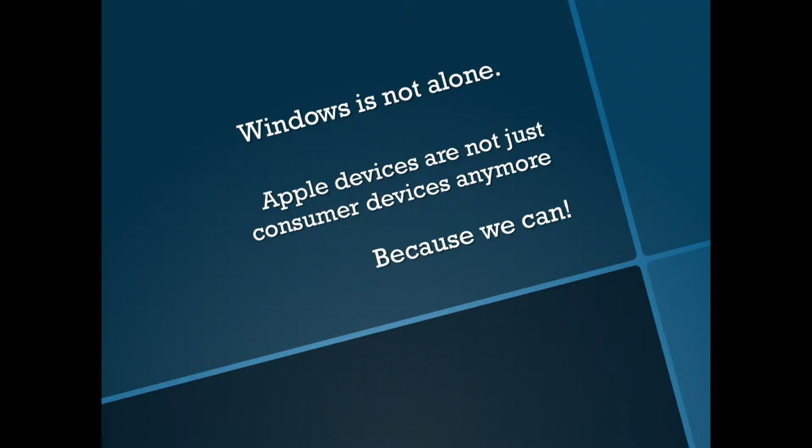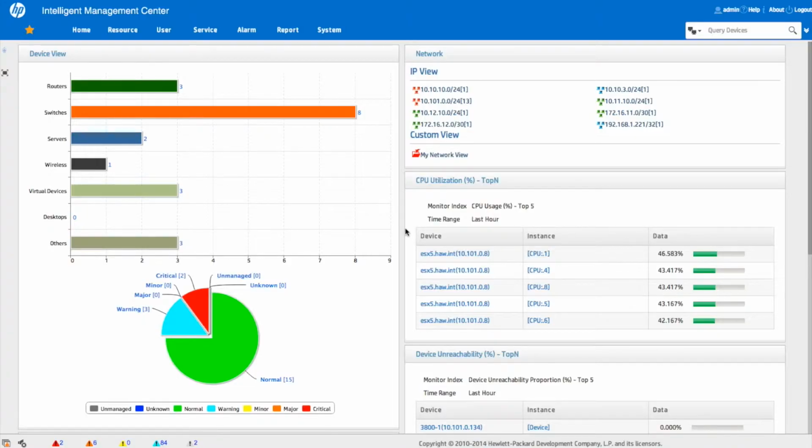Because Windows is not alone. Windows is definitely not the only OS that's going to be sitting in your enterprise networks anymore. There are a ton of MacBooks, MacBook Airs, all the above that are there. So they're not just consumer devices. And honestly, because we can, right? It's out there. We want to know what's going on with it. We want to be able to manage what's in our environment. So let's take a look.